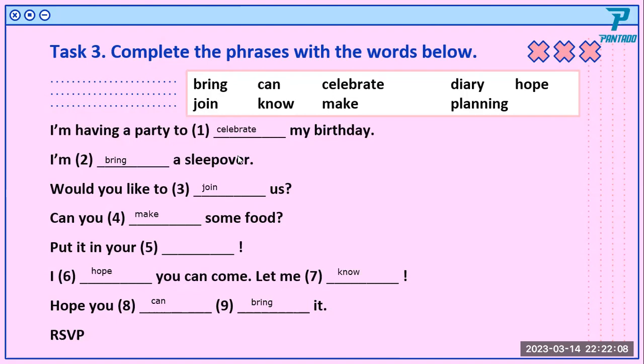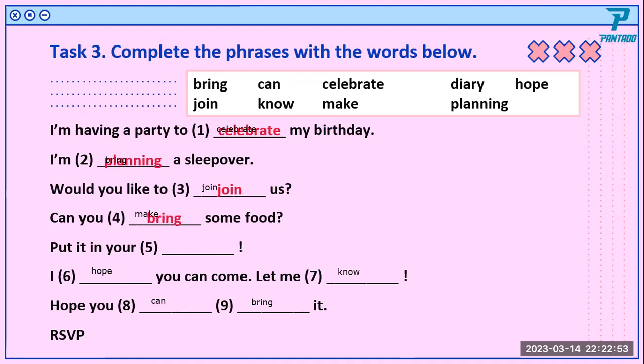Okay, I'm having a party to blank. To what? To celebrate. Very good. I'm blank. Sleepover. Are you sure? I'm planning a sleepover. Would you like to join? Okay, read next, please read. Can you make some food? Okay, can you make some food or can you bring some food?